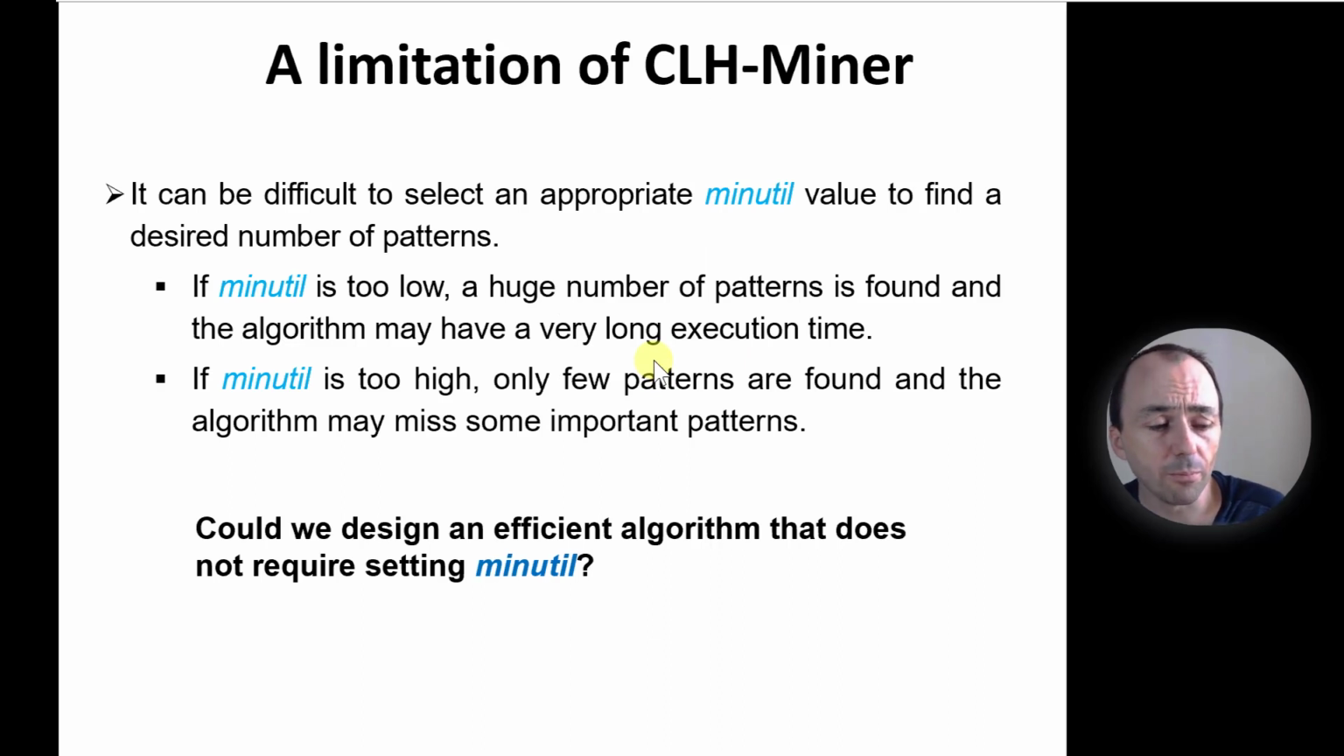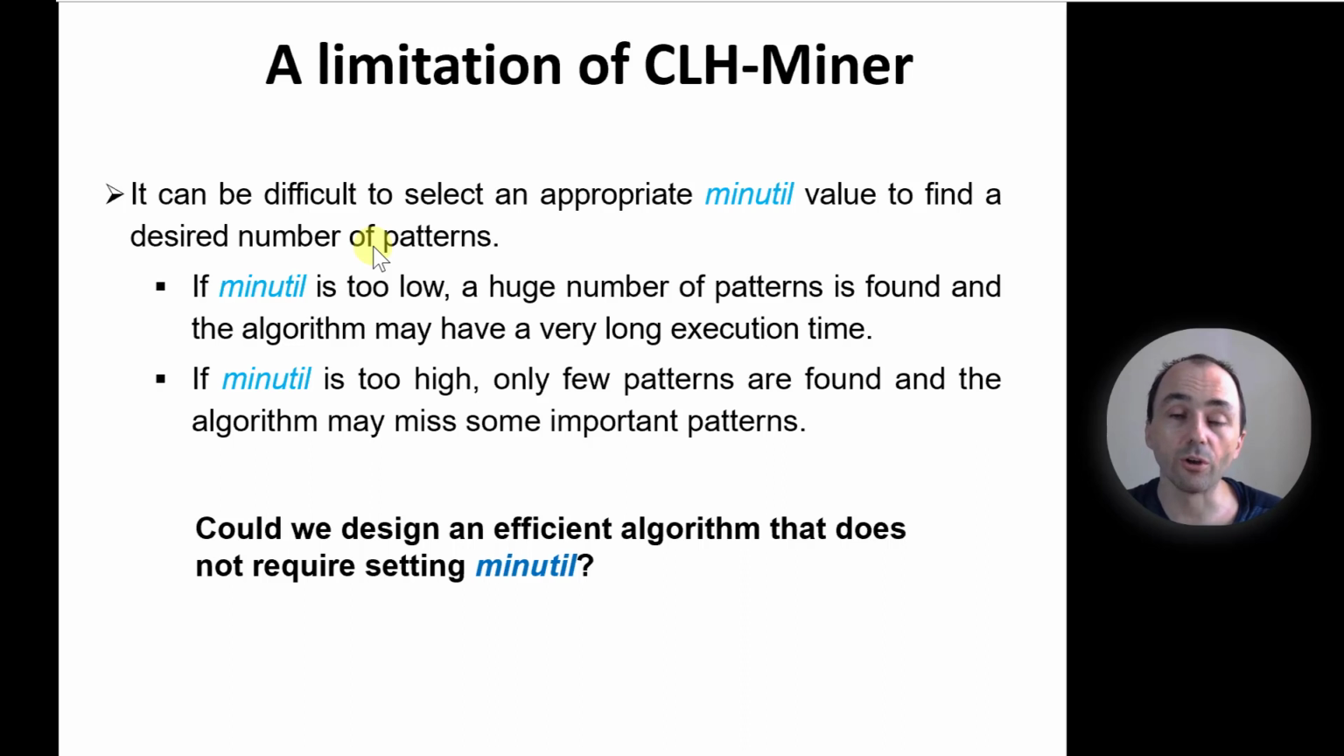So CLH-Miner is the first algorithm for cross-level high-utility item set mining with a taxonomy. But there is one limitation. Sometimes it can be difficult to select an appropriate minimum utility value to find the desired number of patterns in the data. What do I mean by this?